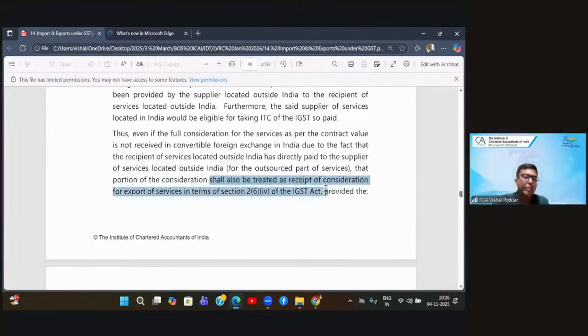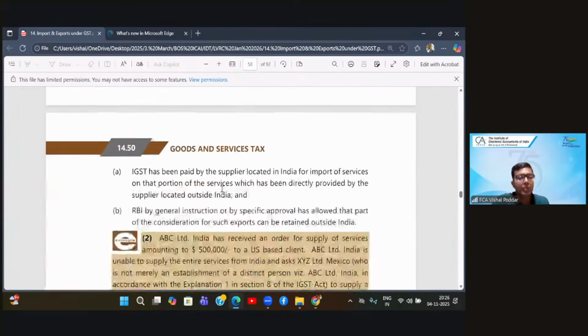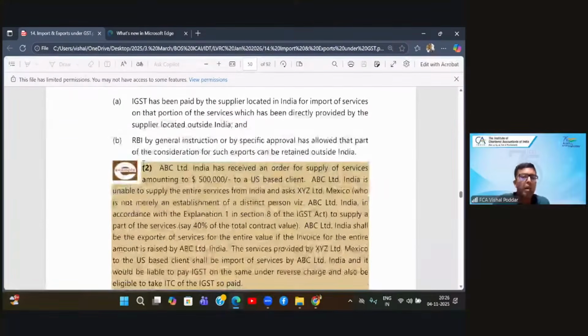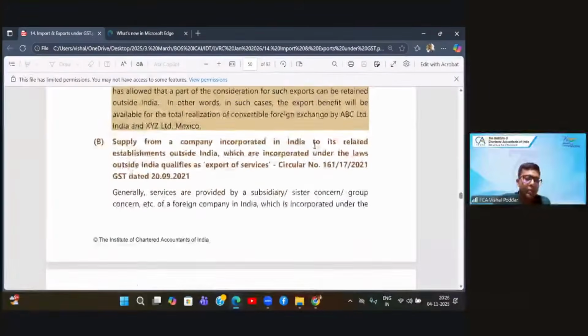It means even though this amount is not physically received, it will be deemed to have been received, provided IGST has been paid by the supplier in India for the import of service under RCM. So even though I have not received that 4,000, I should pay IGST because to that extent it is my import of service. RBI has general or specific approval, has allowed that part of consideration to be retained outside. So there should be an RBI approval for the same.